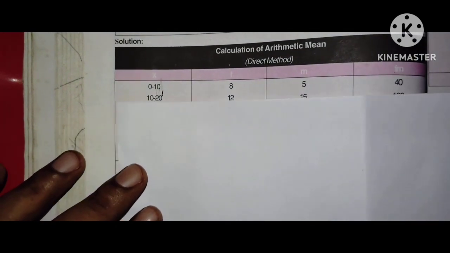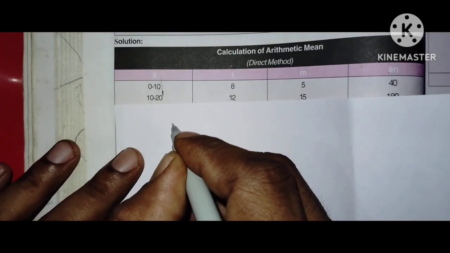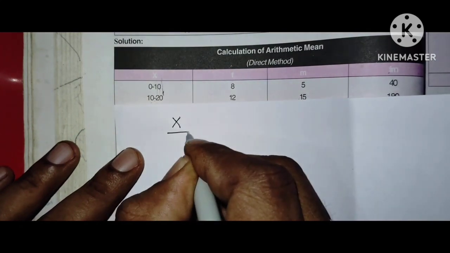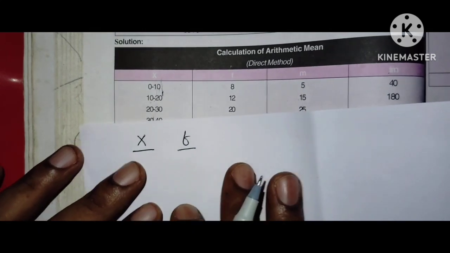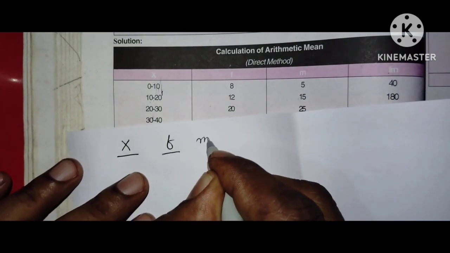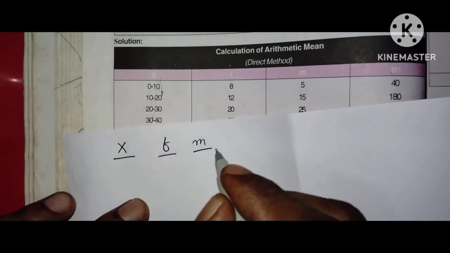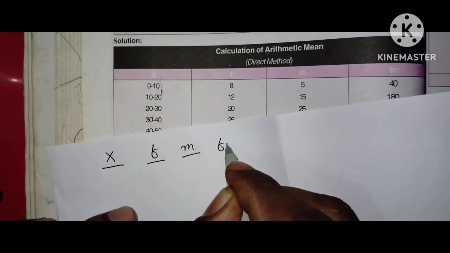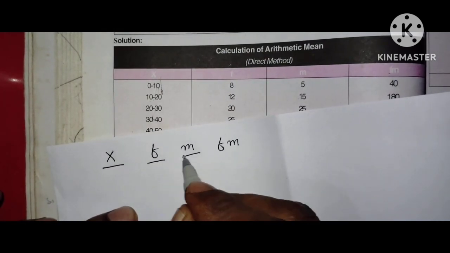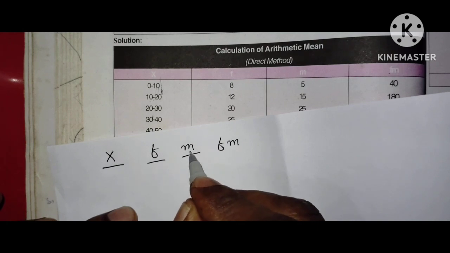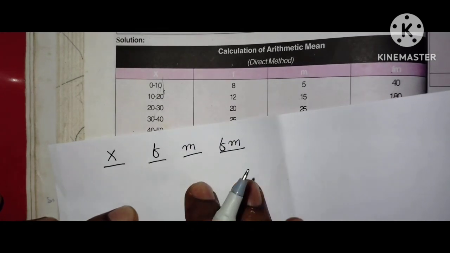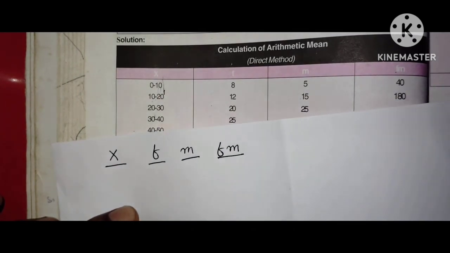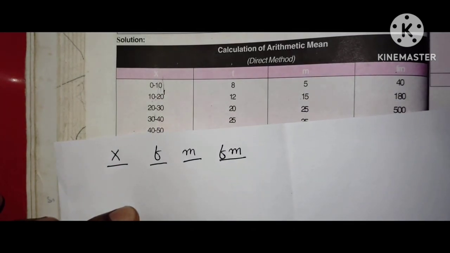For the first column, you give the name x. Then the second column you give the name f, f means frequency. Then the third column you give the name m, m means midpoint. And then the fourth column you give the name fm, that is the product of frequency and midpoint. The 4 columns you have to prepare. Got it? Now how will you solve this one?